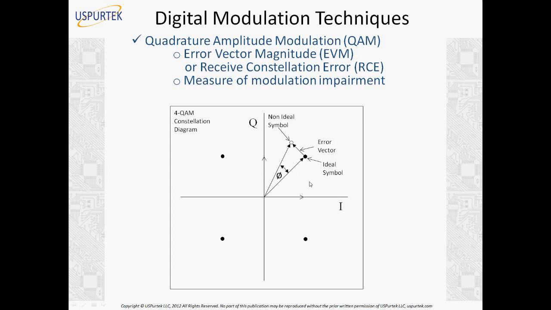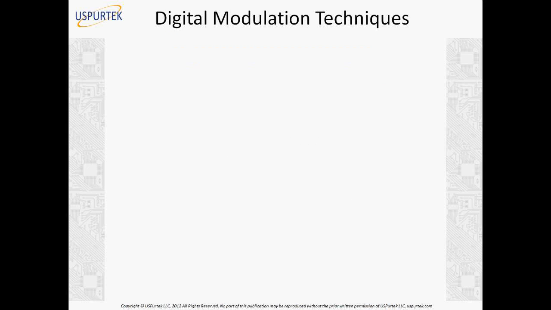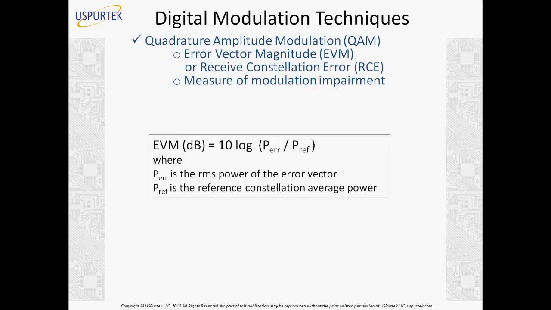So mathematically, we take it like this. We take it as 10 log of the ratio between the RMS power of the error vector and the reference constellation average power. So if you are using any equipment to measure phase noise, this is how they will mention EVM in dB: this is the error vector magnitude in dB for this particular signal.